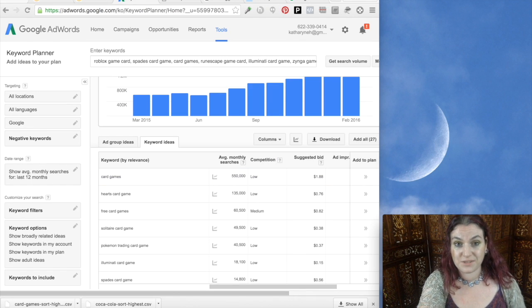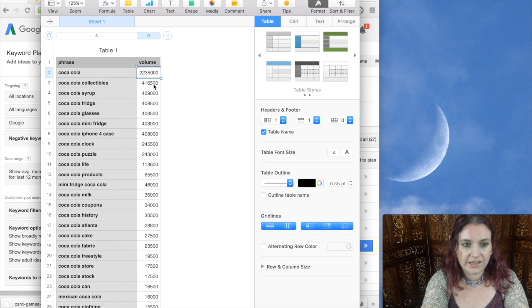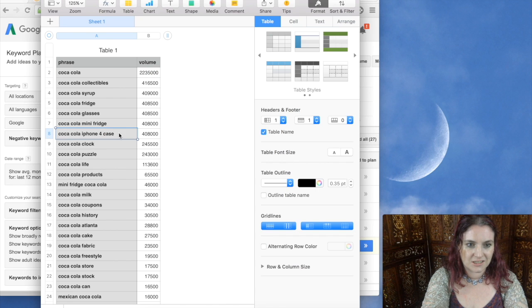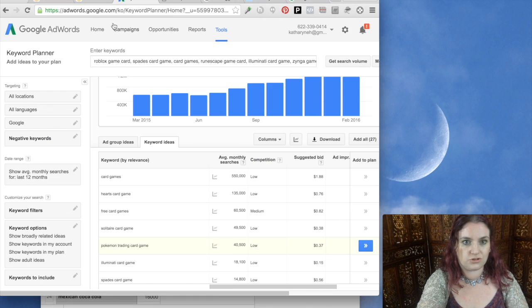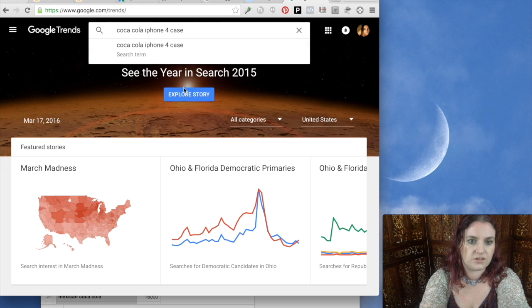Another thing I noticed with some of the suggested keywords coming up in apps, I'm going to take this search that I ran for Coca-Cola, and I noticed something really interesting with this. Look at this search: Coca-Cola iPhone 4 case. What's interesting about this? The iPhone 4 went out of production like 4 years ago. But let's take that search because I want to try something. We'll take that to Google Trends. Have I got Google Trends open? Yes, I have. So we can take this over to Google Trends and run a search on that.